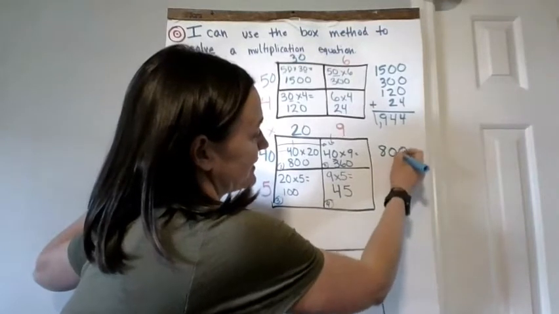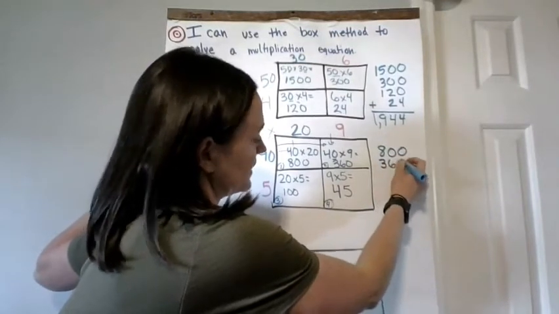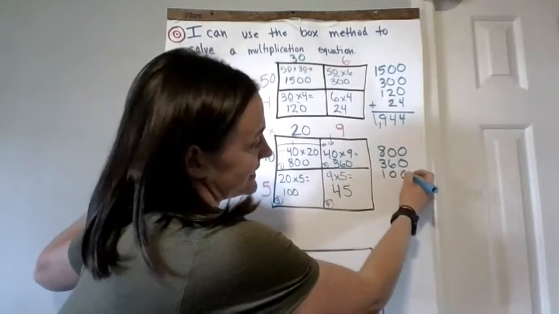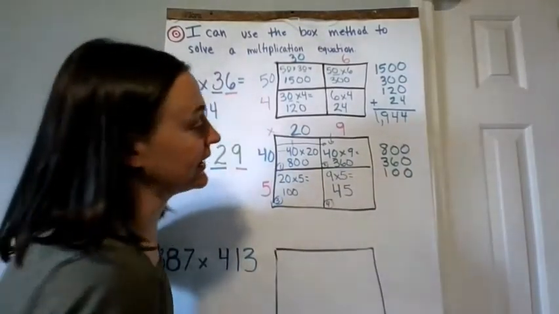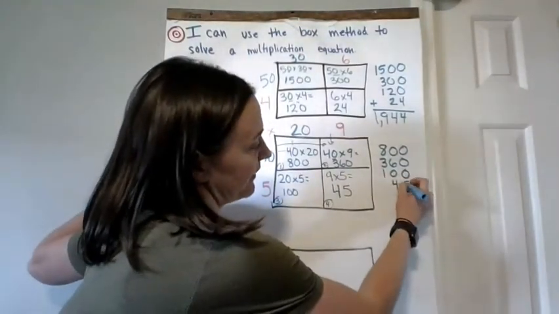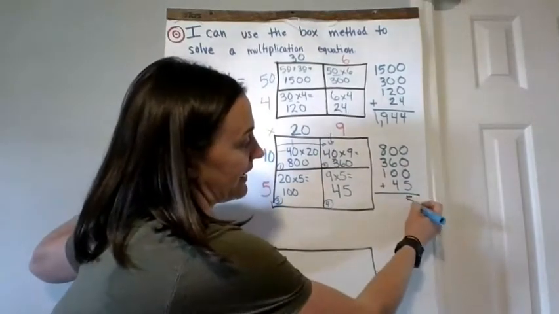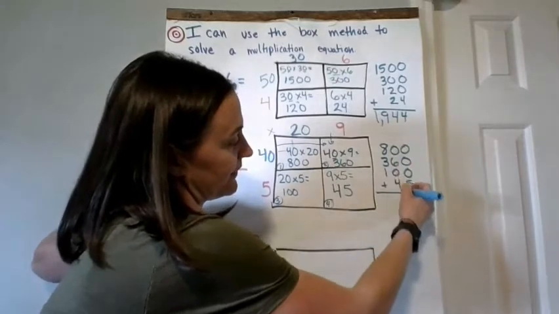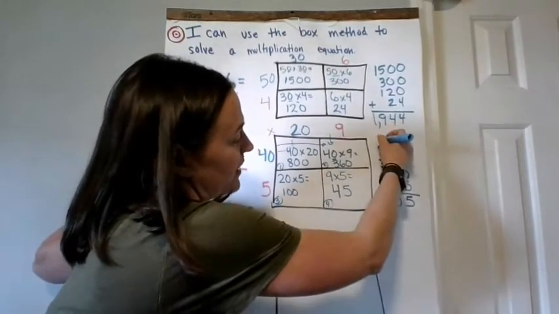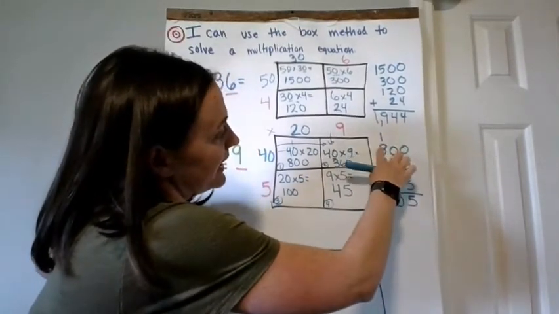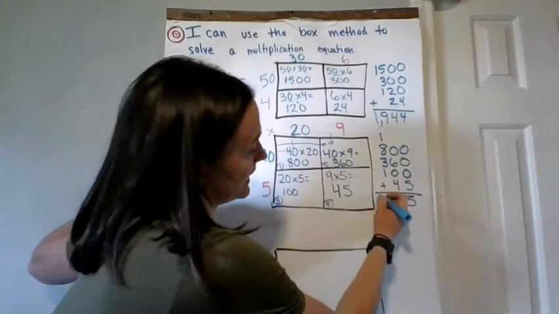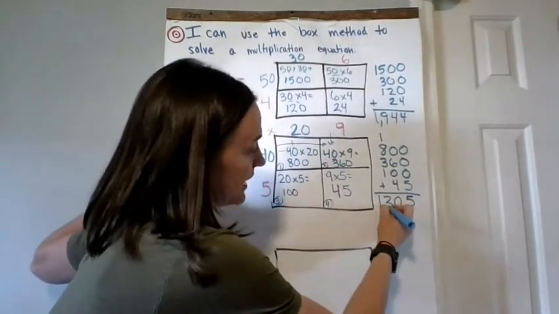My last step is to add them to get my total. Again, making sure I stack up my numbers properly, all the place values under each other, and then go down and add. 6 plus 4 is 10, carry the 1. 1 plus 8 is 9, plus 10, 13, 1,305.